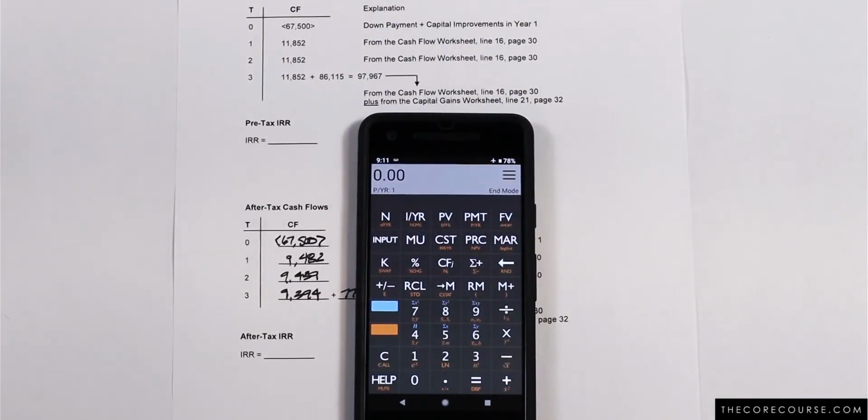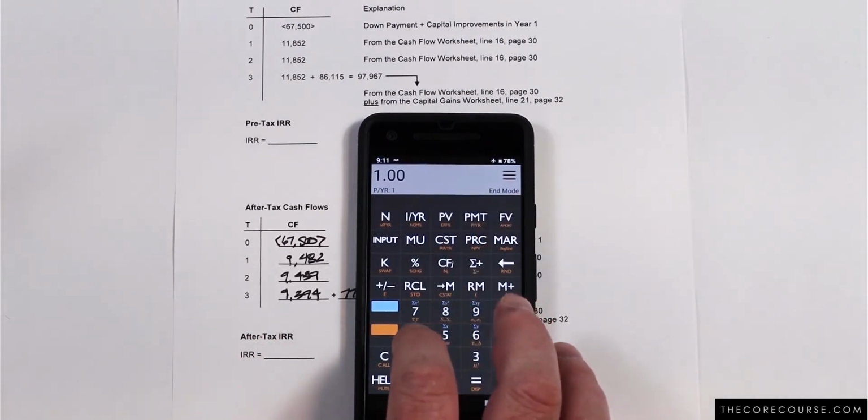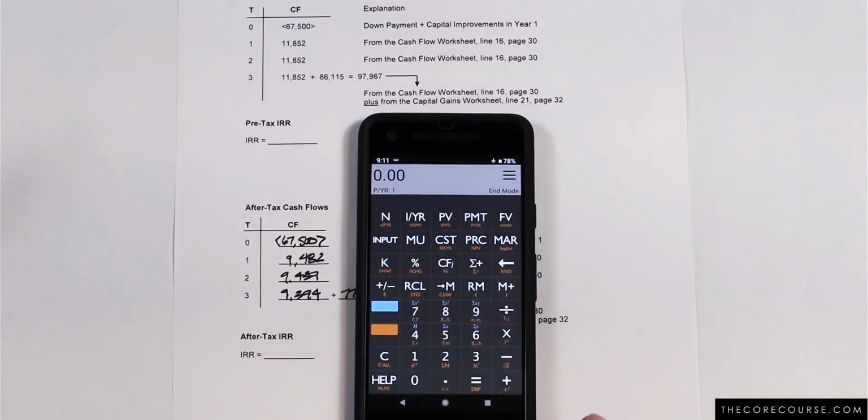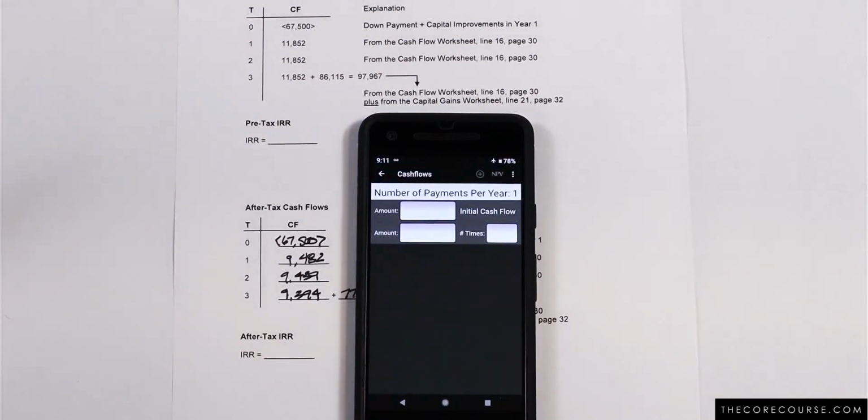Let's finish up doing an internal rate of return analysis on the after-tax cash flows for this property using the Android app. So the first thing we want to do is to set for 1 payment per year, 1 gold key payment, clear it by pressing gold key clear all. Then we need to go to the CFJ submenu by tapping CFJ, all right?